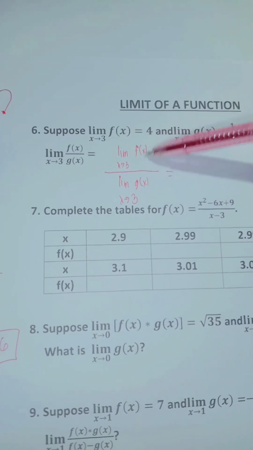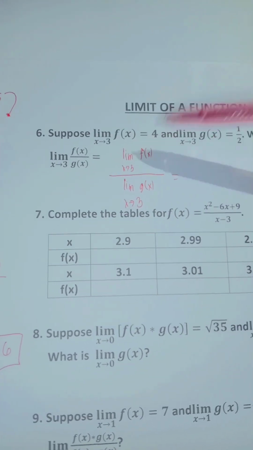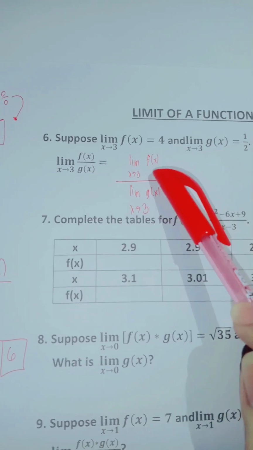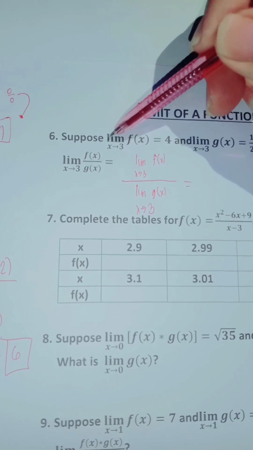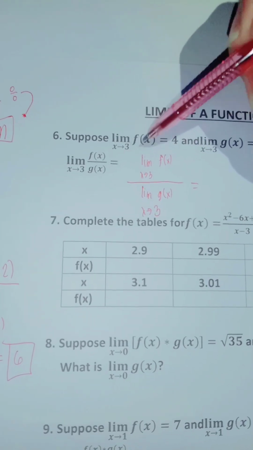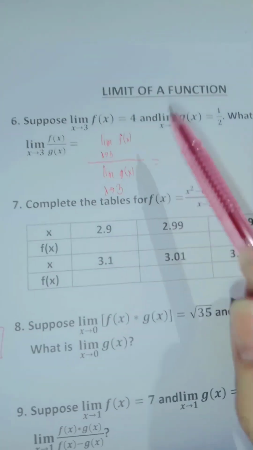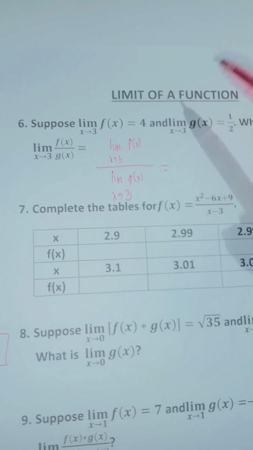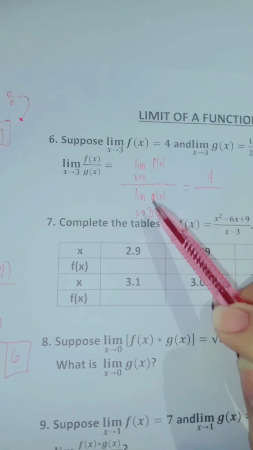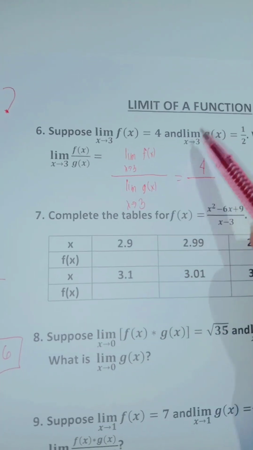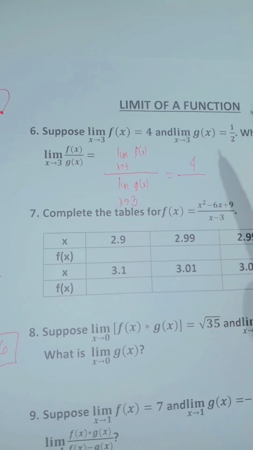We will look for the values of the numerator. So yung numerator natin is the limit of f of x as x approaches 3. Based on the given, nakasaad dito na the limit of f of x as x approaches 3 is equal to 4. So ibig sabihin yung value ng numerator natin becomes positive 4, divided by the limit of g of x as x approaches 3, that is equal to 1/2.